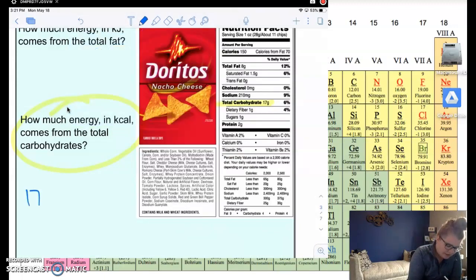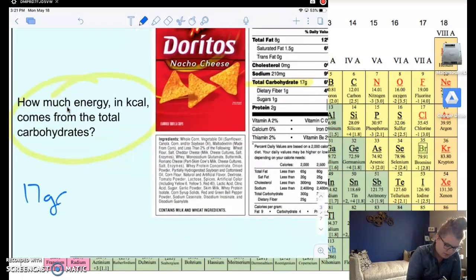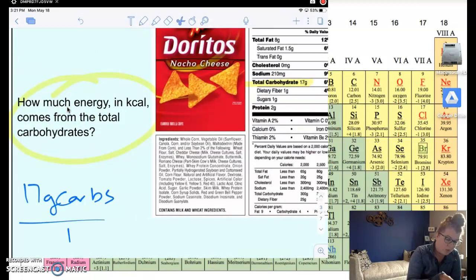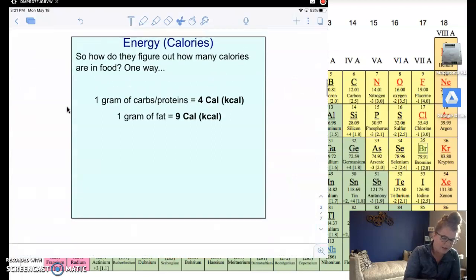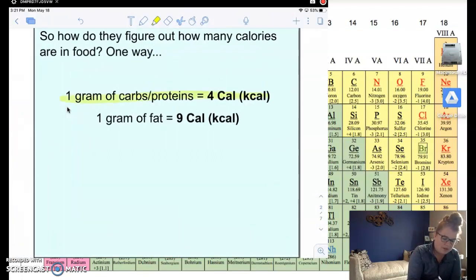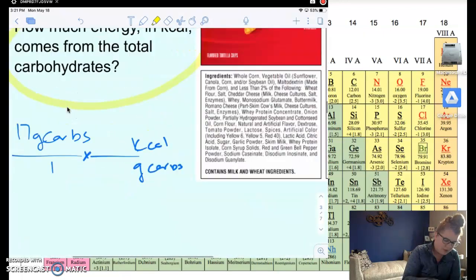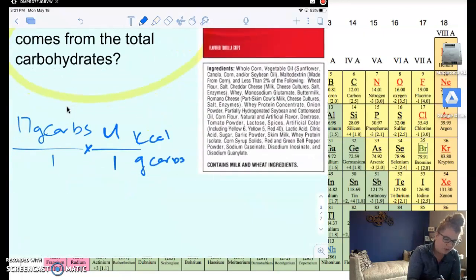So I've got 17 grams of carbs. I'm going to take that, I'm going to put it over 1. And then what I'm going to do is convert these grams of carbs to kcals, because I'm curious how many kcals are coming from the carbs specifically. And in order to do this, I'm going to use the information from this slide. 1 gram of carbs is equal to 4 kcals. So coming down here, 1 gram of carbs is equal to 4 kcals.